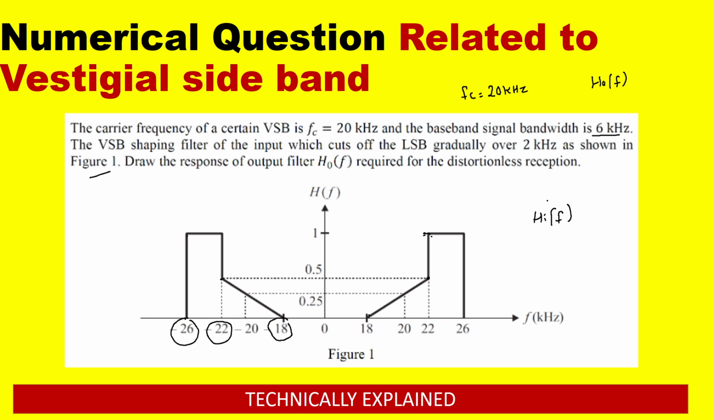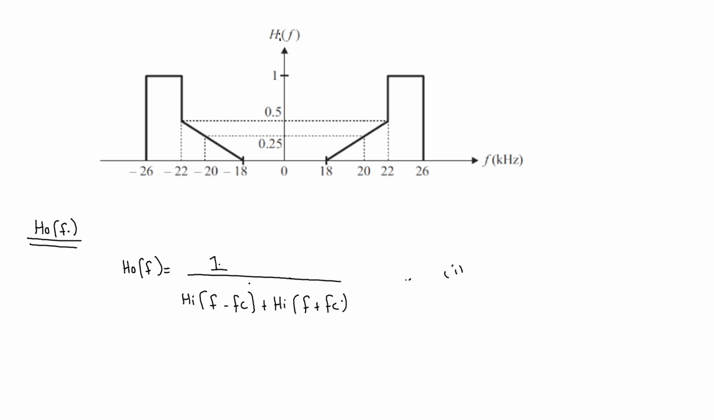So now we need to plot H naught of f, and we are given the carrier frequency Fc. We know that H naught of f is given as 1 divided by Hi of f minus Fc plus Hi of f plus Fc. Here Hi of f minus Fc is basically Hi of f shifted to the right by Fc, which is 20 kilohertz. Similarly, Hi of f plus Fc is the same vestigial shaping filter, but shifted to the left by Fc, which is 20 kilohertz. So we can solve this problem in 4 steps.